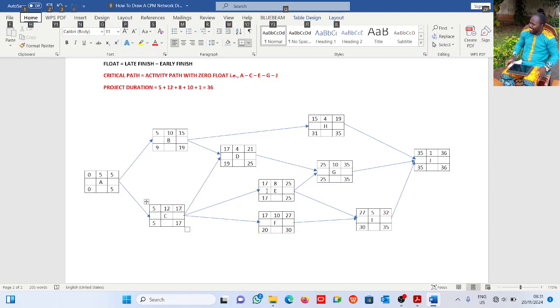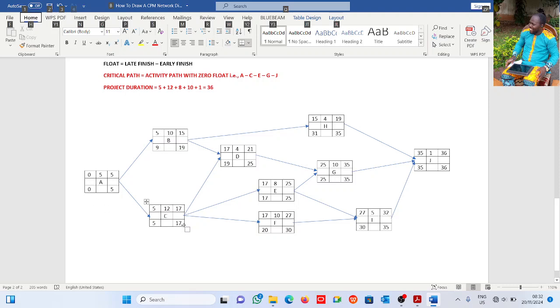Now how do I calculate float? Float is simply late start minus early start, or late finish minus early finish. Early start, late start, early finish, late finish. Any activity that gives us 0 is on the critical path. Take for instance 5 minus 5 is 0, 0 minus 0 is 0.